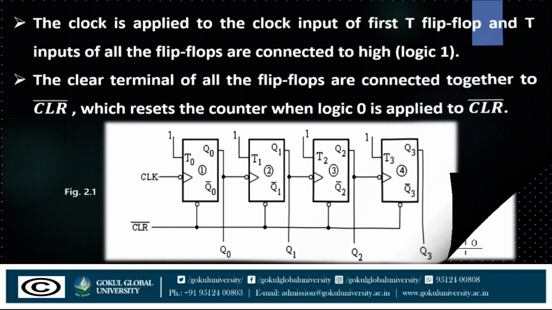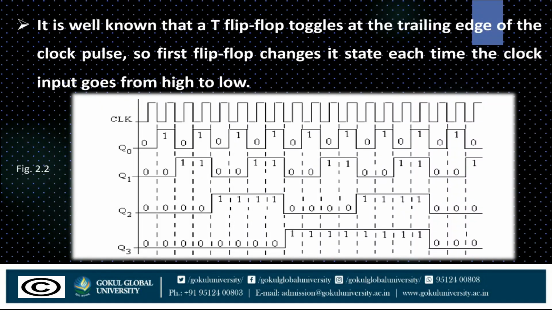Next, it is well known that a T flip-flop toggles at the trailing edge of the clock pulse. So the first flip-flop changes its state each time the clock input goes from high to low. This is the diagram.